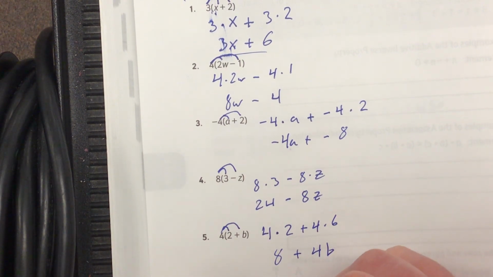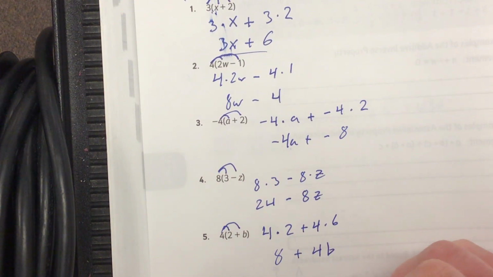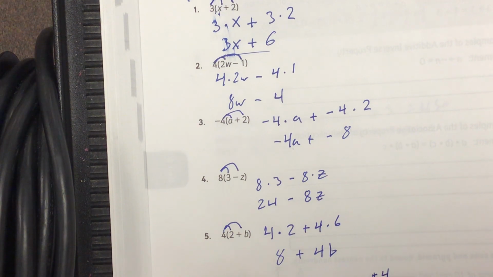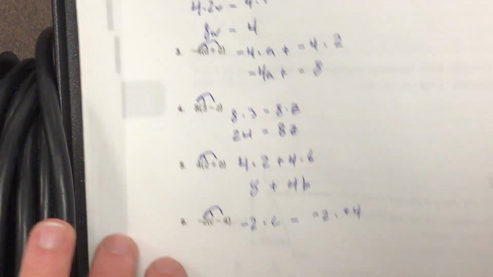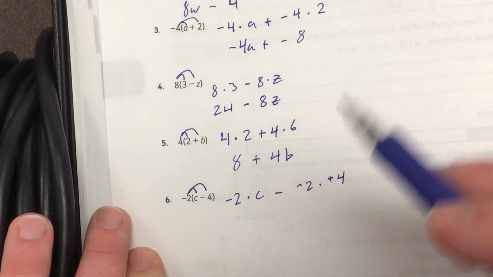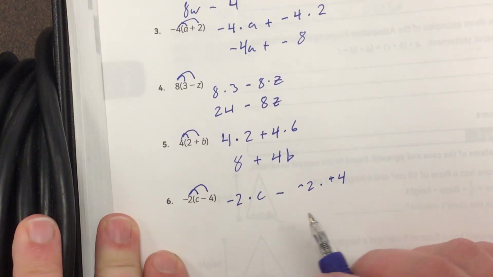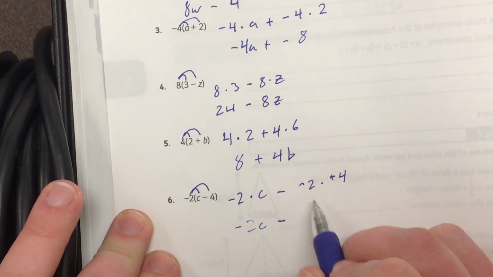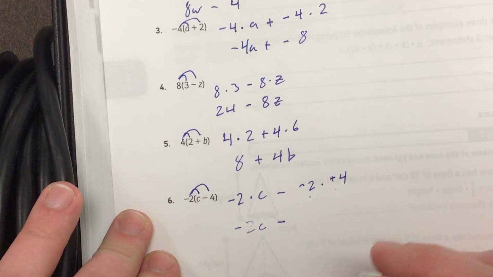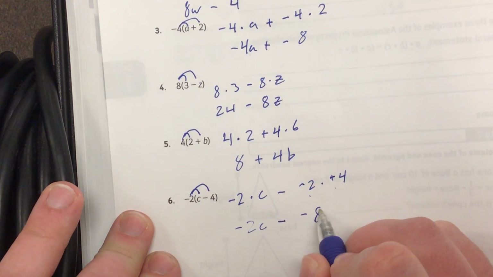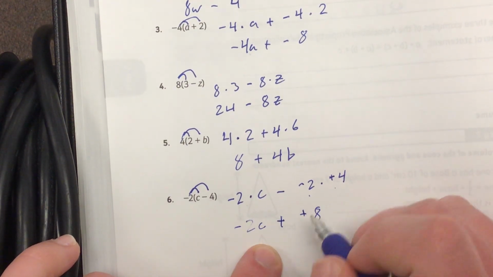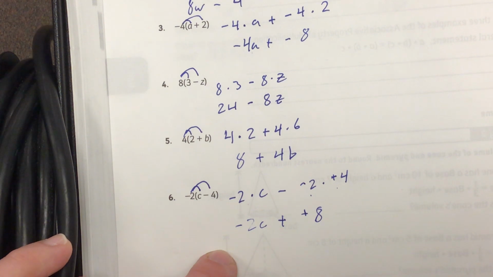And also last one, distributing negative 2. So we have negative 2 times c minus negative 2 times 4. All right, let's find out. We have negative 2 times c. What's that going to be? Negative 2c. Now we're subtracting. What's negative 2 times 4? Negative 8. Minus negative 8. So is that going to turn into a plus? Yeah. So negative 2c plus 8.